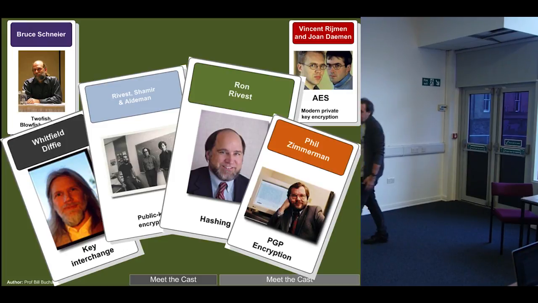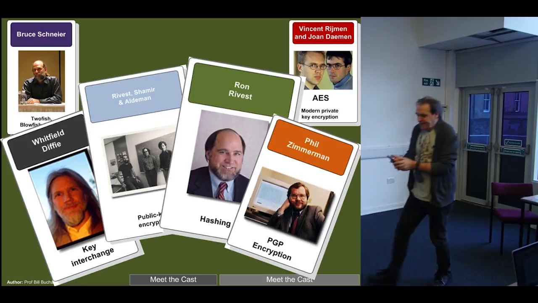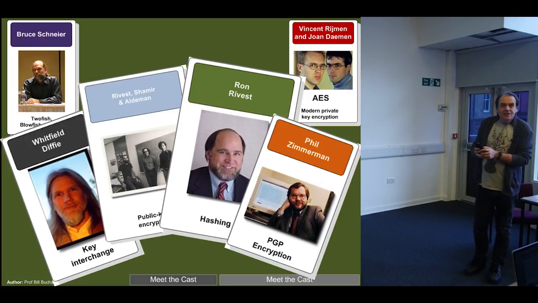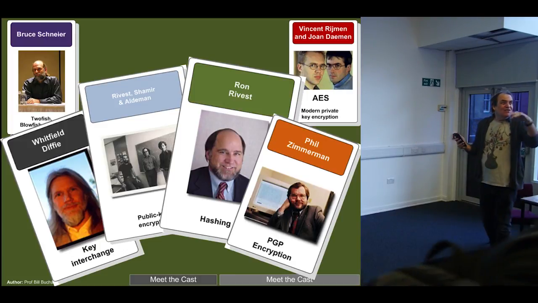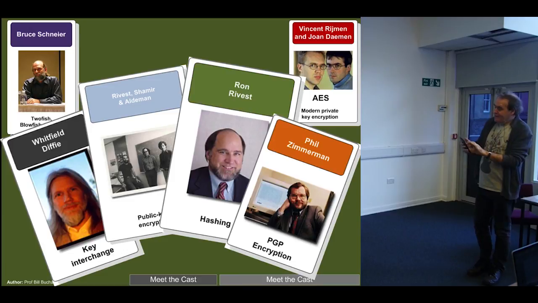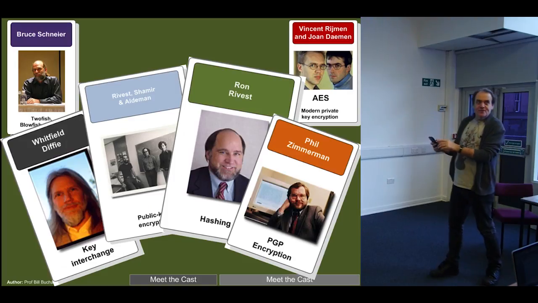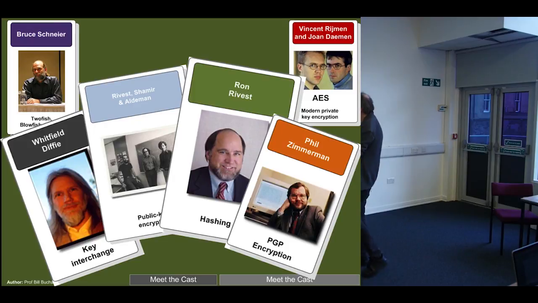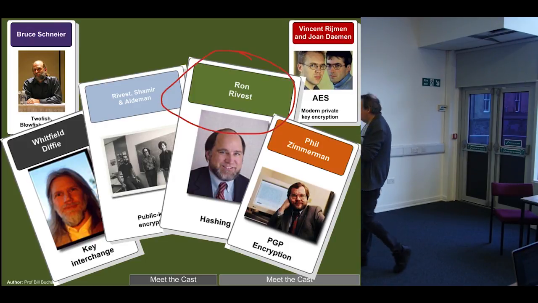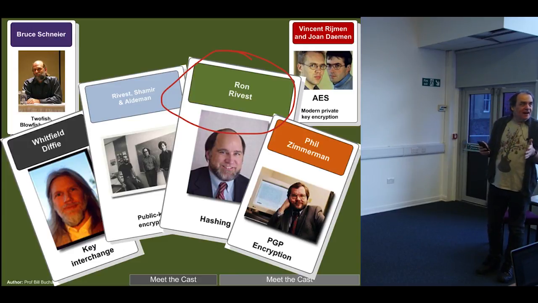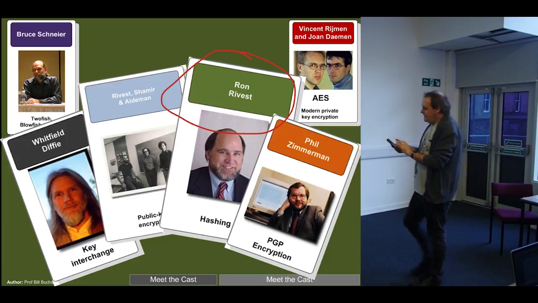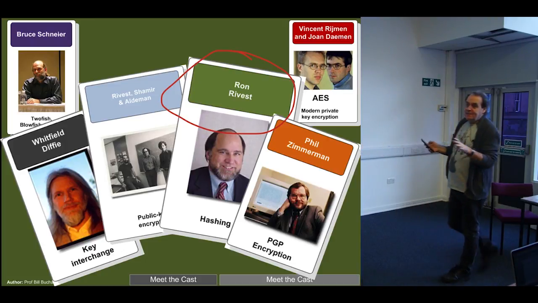So Ron went on to create his hashing methods, as we'll find, and his ciphers. If you see RC, anybody heard of RC? Any others? RC4 is Ron's cipher. So that's Ron there. So that's Ron's cipher there. Okay, RC, RC2, RC4, RC5, and so on, Ron's cipher. And he did the MD5, MD4, and MD2.